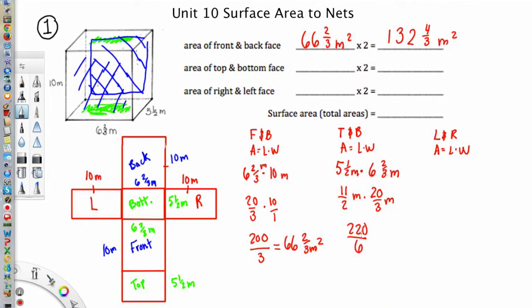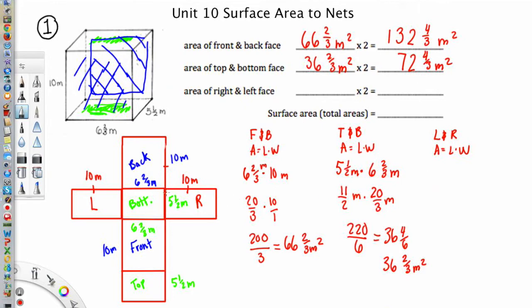6 goes into 220 36 times, and 4/6 left over. And I can reduce this to 36 2/3 meters squared. So I have 36 2/3 meters squared. And when I double that, because I do have a top and bottom that are identical, I get 72 4/3 meters squared. Let's move on to our left and our right.